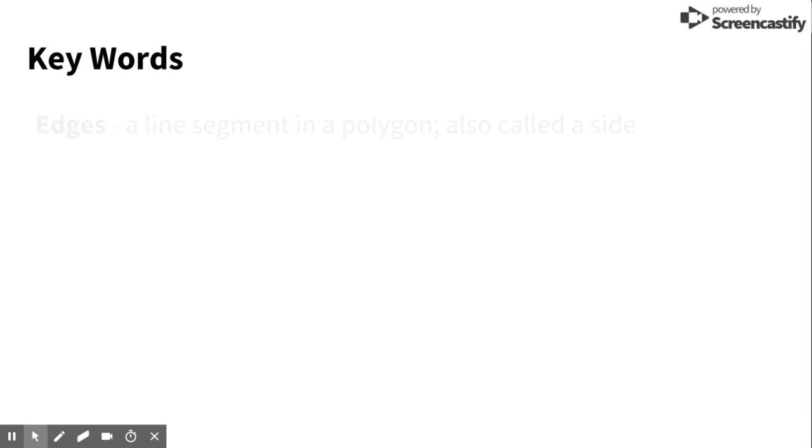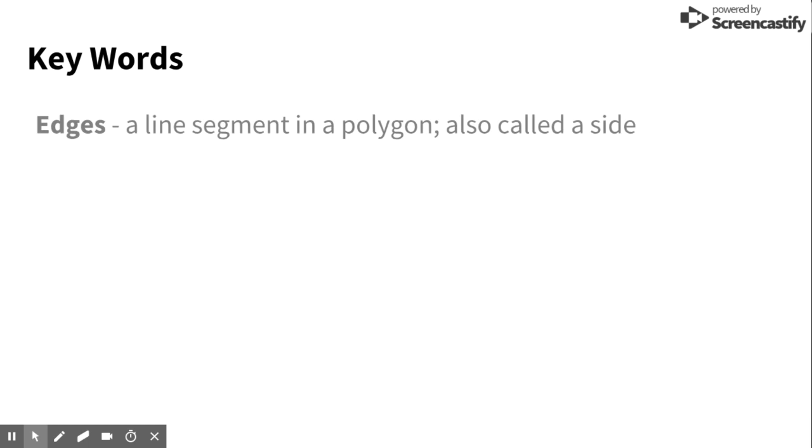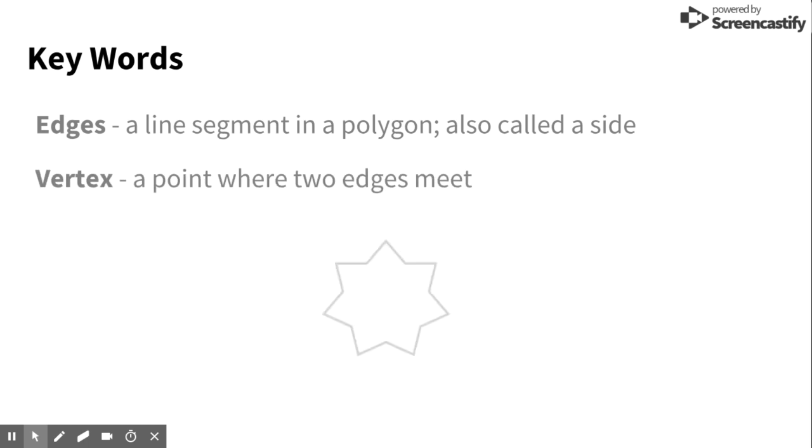So some other keywords we need to know are the word edges. The edges are basically the sides of the polygon. Vertex is where the points where the two edges meet. So for example, if you were to have this shape, we could first count the vertexes, which are coming up with the pink dots, to see that there are 14 vertexes. It's those spots where the two edges meet.